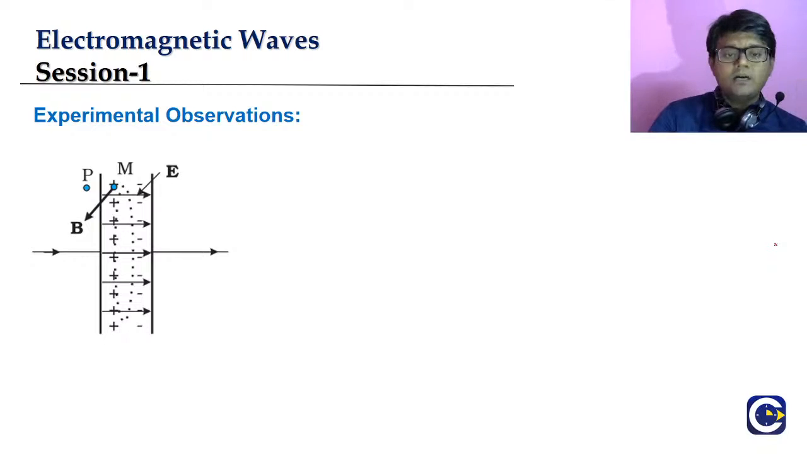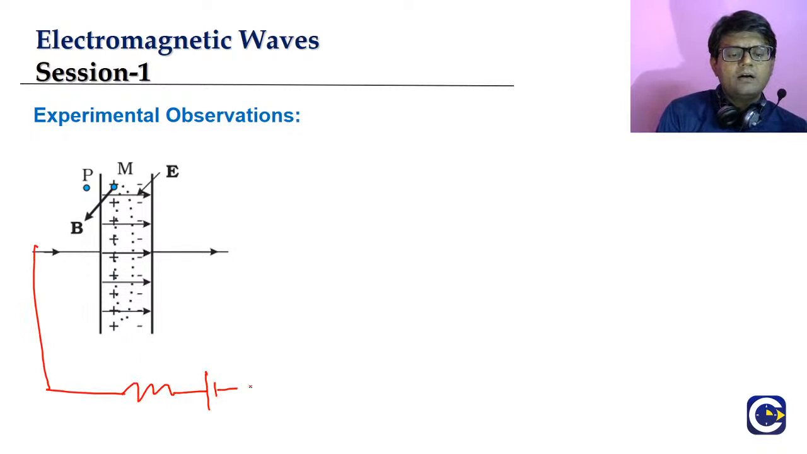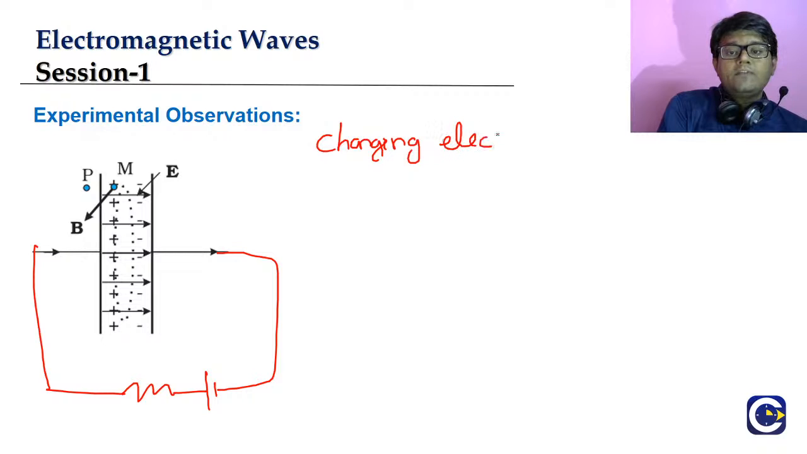One of the very common experimental observations is a very simple circuit. Think about a very simple circuit where you have a battery connected to a capacitor. This is a very simple circuit where we can observe the fact that a changing electric field will be giving rise to a magnetic field.